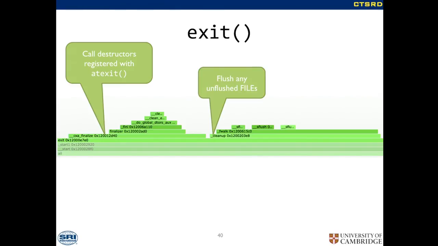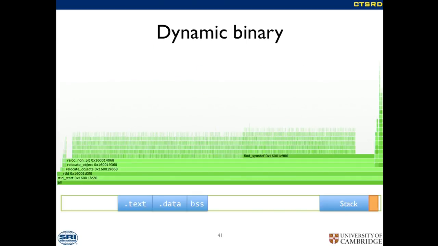The next part is this cleanup function, which could use a more descriptive name. It's a function that's called only if a C file object was used during the course of the program, and it's used to flush out any remaining I/O. And then finally, we call the exit system call. So, okay, now dynamic libraries.